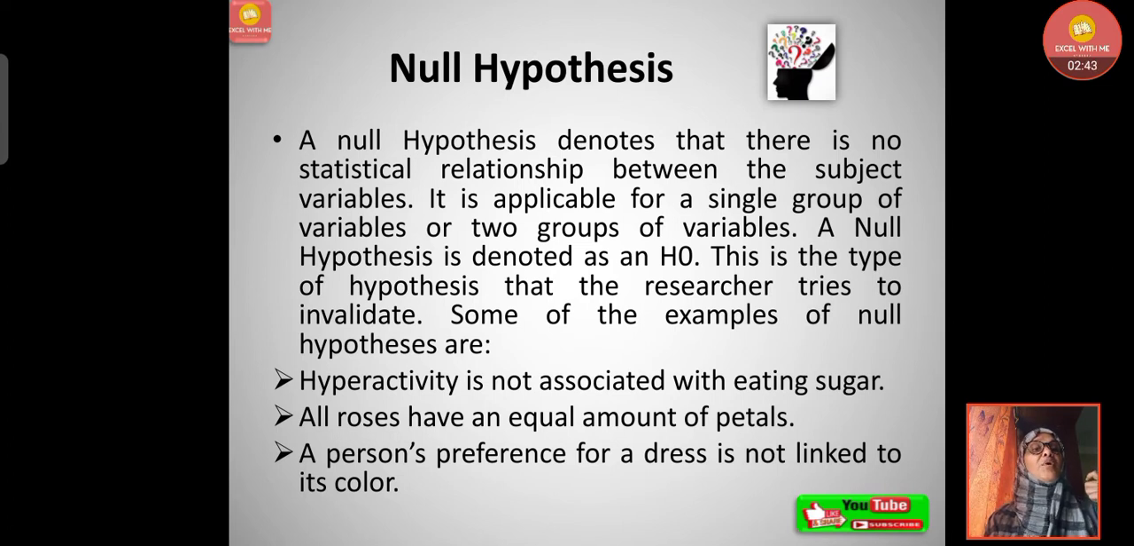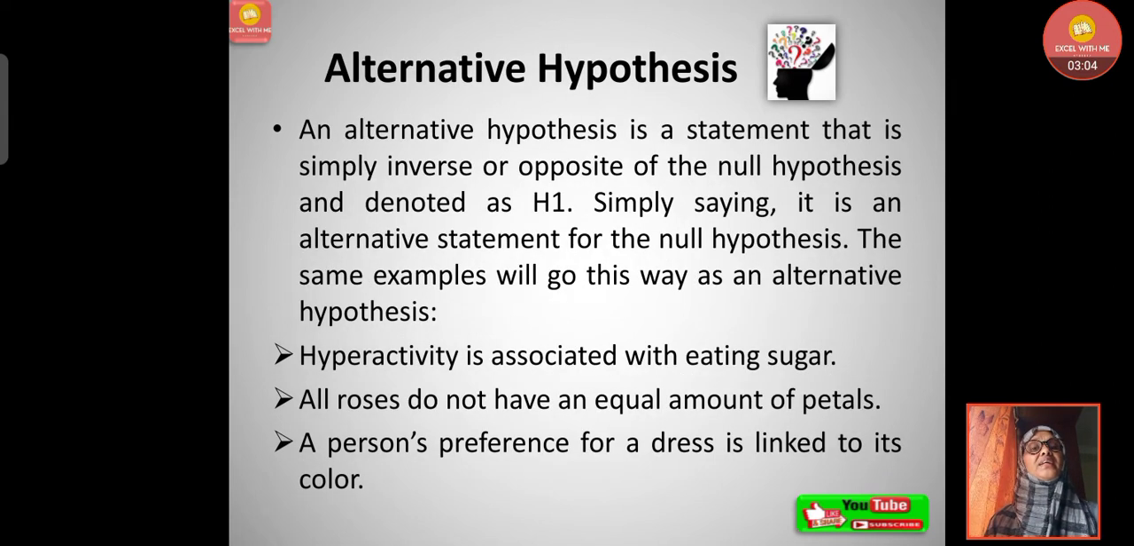Some of the examples of null hypothesis are: hyperactivity is not associated with eating sugar, that is, there is no significance here. All roses have an equal amount of petals. A person's preference for a dress is not linked to its color. So these are all the examples.